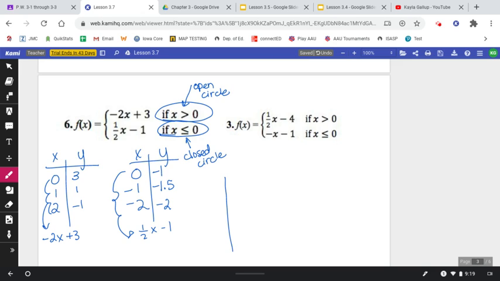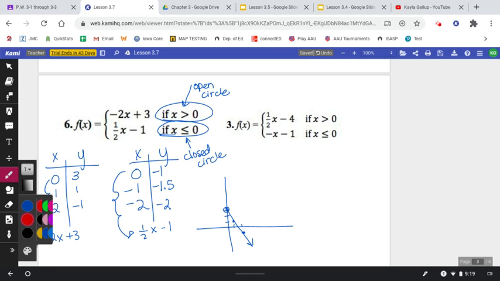So now when I go to graph these, I know that the top one is starting with an open circle at 0, 3. My next point is 1, 1. And my next point is 2, -1. And I want to keep graphing in that fashion, only that piece, or only that half of the graph. For the second equation, I have 0, -1 with a closed circle, -1, -1.5, and -2, -2. And I'm going to continue in that direction for that piece of it. And that's it.